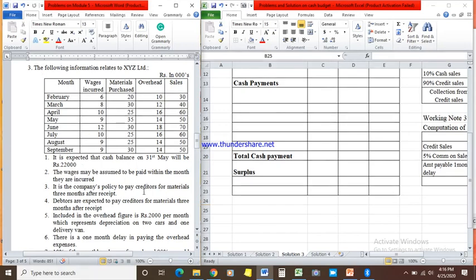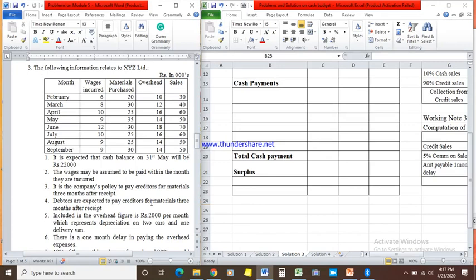Next, it is a company's policy to pay creditors for materials 3 months after receipt. So payment for the creditors for materials is nothing but payment to creditors. So whatever the materials have been purchased, the payment for these materials will be paid 3 months after the receipt, which means February purchase of 20,000 materials will be paid after 3 months, that is March, April, May. In the month of May, the payment of February purchase of materials will be done. Similarly for March month purchase, the payment will be made after 3 months, that is April, May, June. At the end of June, the payment will be made.